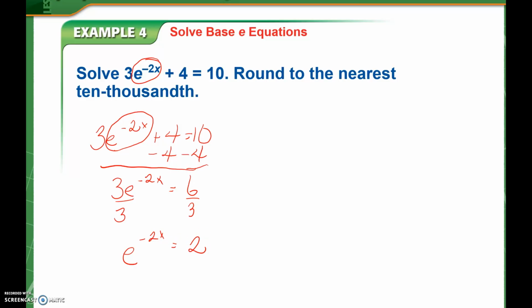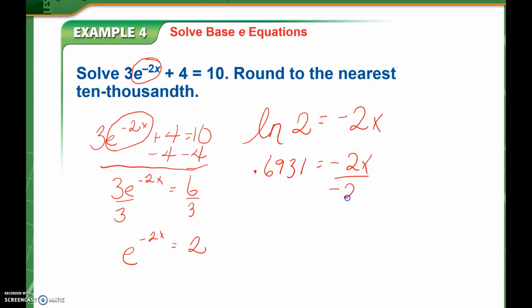Once I have that e by itself, I change this to natural log form. So that would be natural log, e, which we don't need to write, of 2 equals negative 2x. There's a natural log or ln button on your calculator, usually by your log button. So you're going to go natural log 2 to figure out what this is. You should get 0.6931 equals negative 2x. Then we'll just finish solving for x. Divide by negative 2. So x equals negative 0.3466.